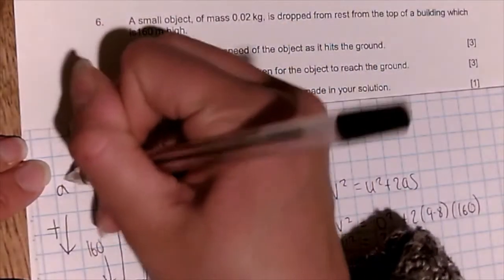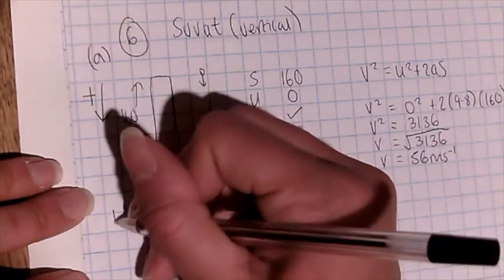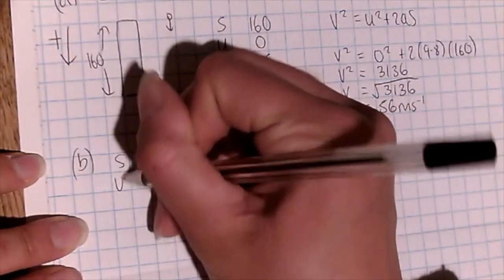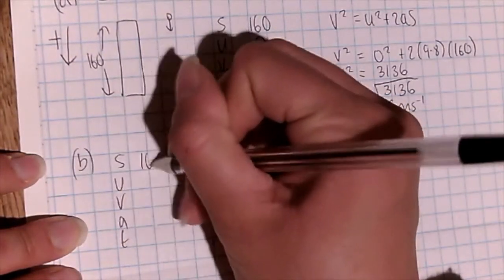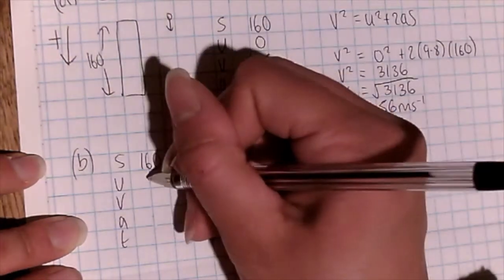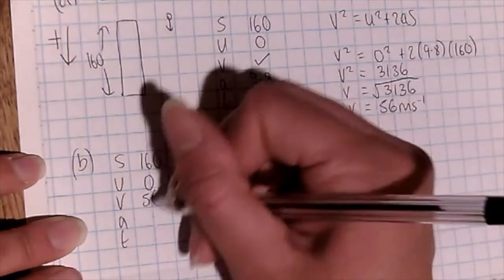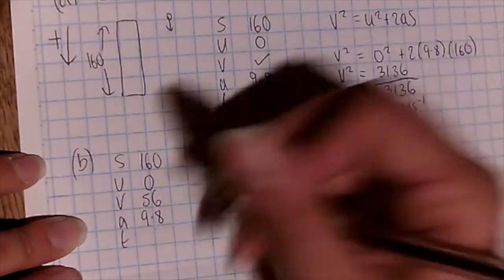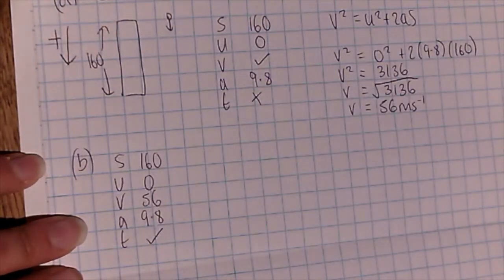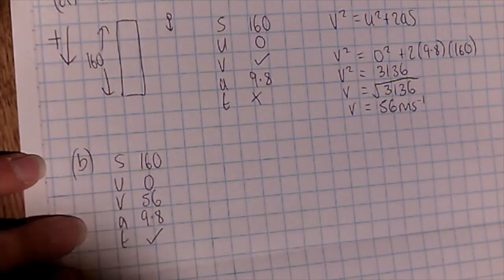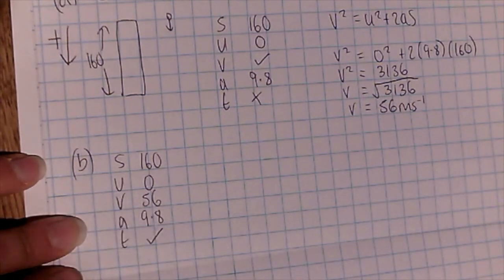That's part A. Part B, determine the time taken for the object to reach the ground. So we have the same situation. We have the object being displaced 160 metres, an initial velocity of 0. We now know V is 56. We have gravity of positive 9.8, and we're looking for time. So actually we can use any of our equations because we're finding T and we know everything else.